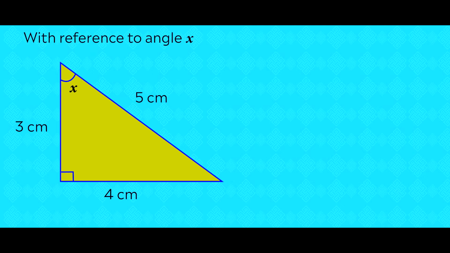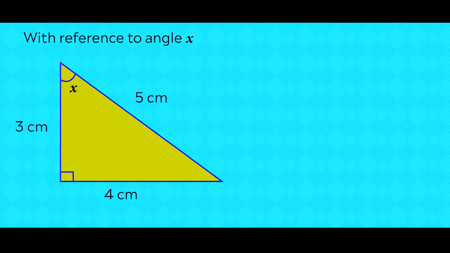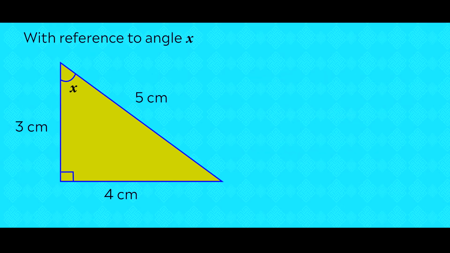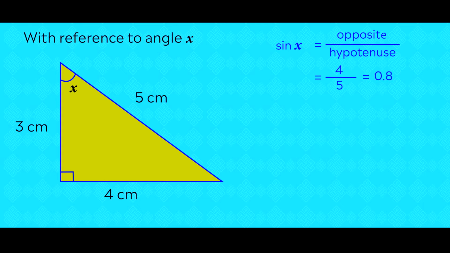For angle x in the triangle, the special ratios are sin x, cos x, and tan x, and the ratios are pronounced as sine of x, cosine of x, and tangent of x. For the first trigonometric ratio sin x, the formula is opposite divided by hypotenuse. The opposite side length is 4 and the hypotenuse is 5. So the sine ratio becomes 4 over 5, which equals 0.8.